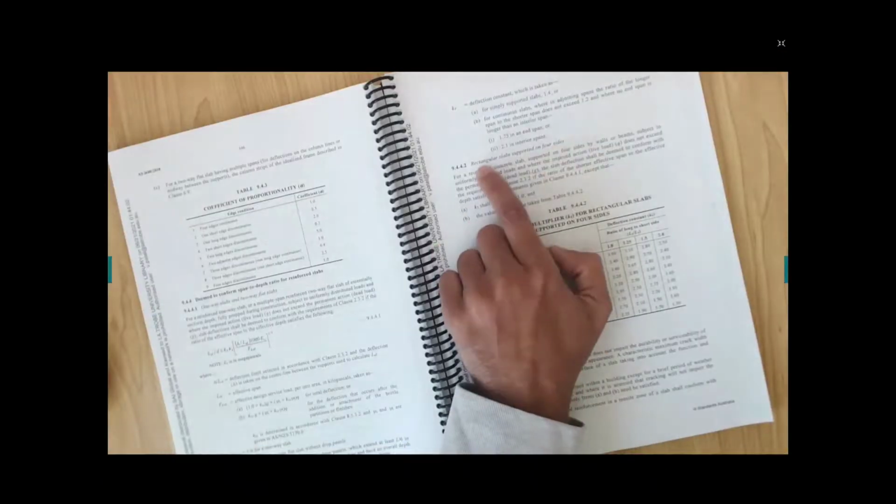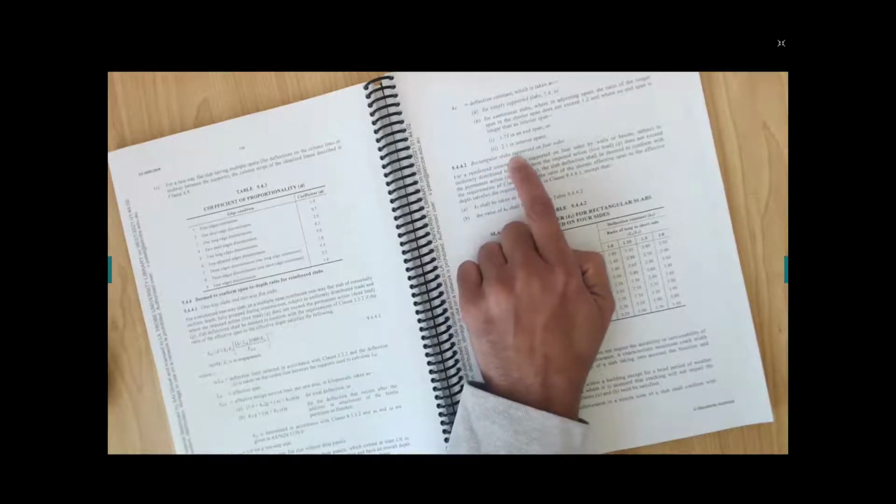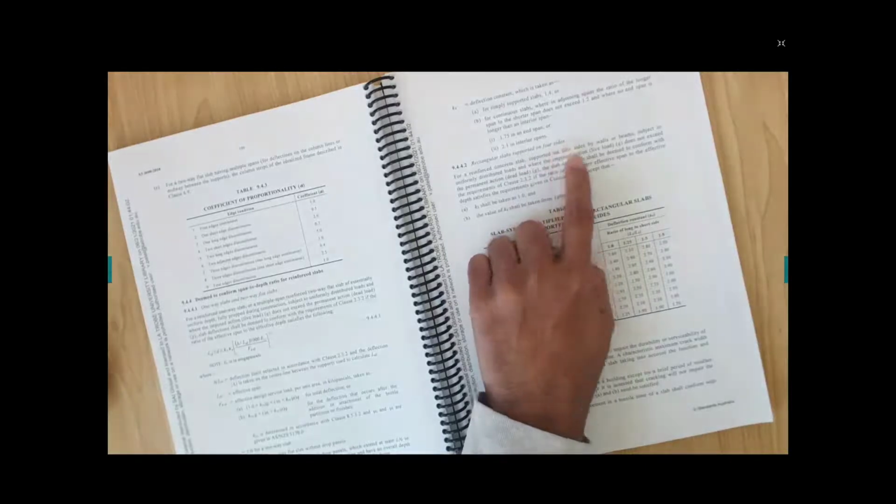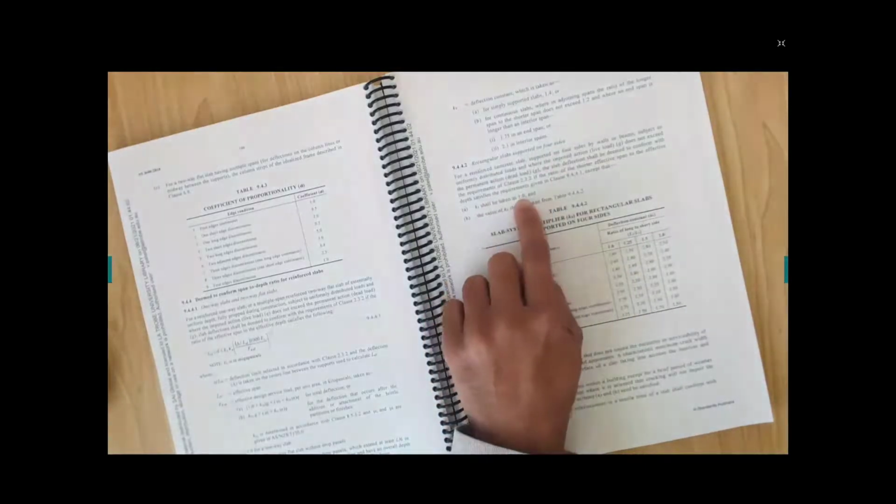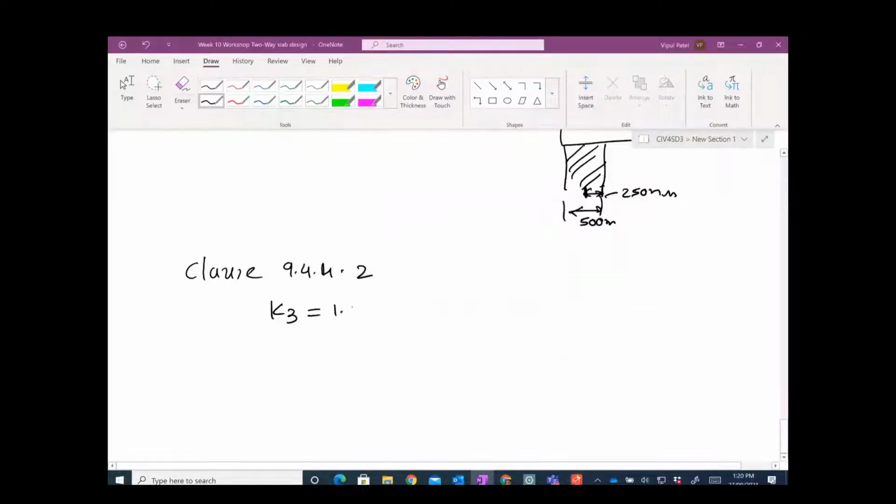Just change this clause to here because we have a rectangular slab, 7 meters by 5.5 meters, supported on 4 edges, and in that case K3 equals 1. So that's K3 equal to 1 because we have a rectangular slab and it's supported on the 4 edges.